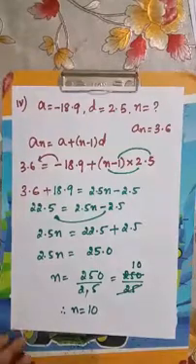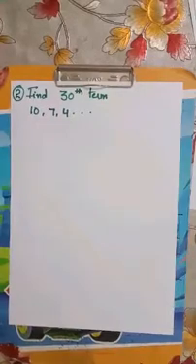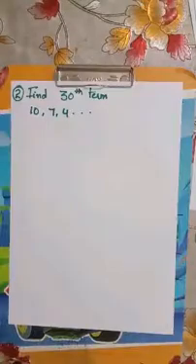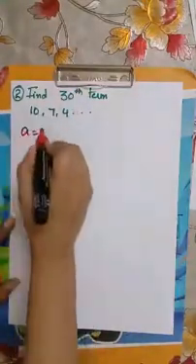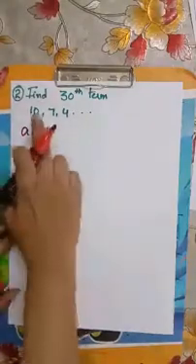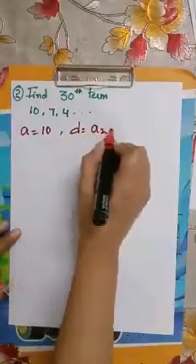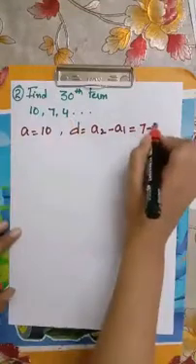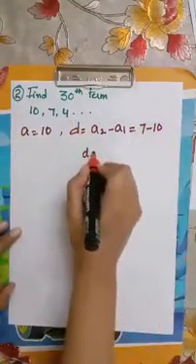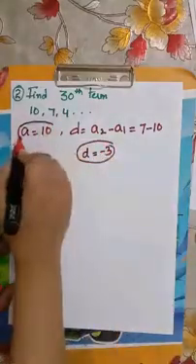Next, second bit. Yeah, next question. Find 30th term of an AP: 10, 7, 4. We know the first term is always a, that is 10. First term हमारा a रहता है. And how to find d? d is a2 minus a1. हम पहली एक्सरसाइज में करें, that is 7 minus 10. So d we got as -3. ये -3 आ गया. a हमको 10 आ गया.